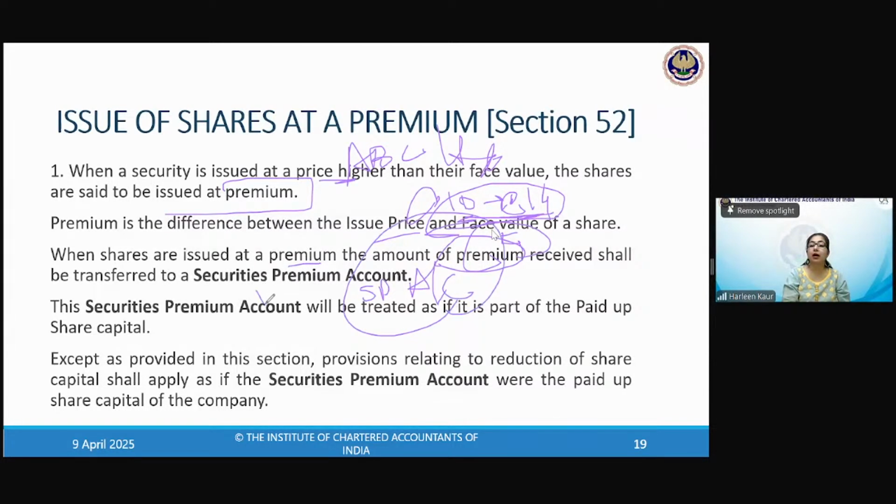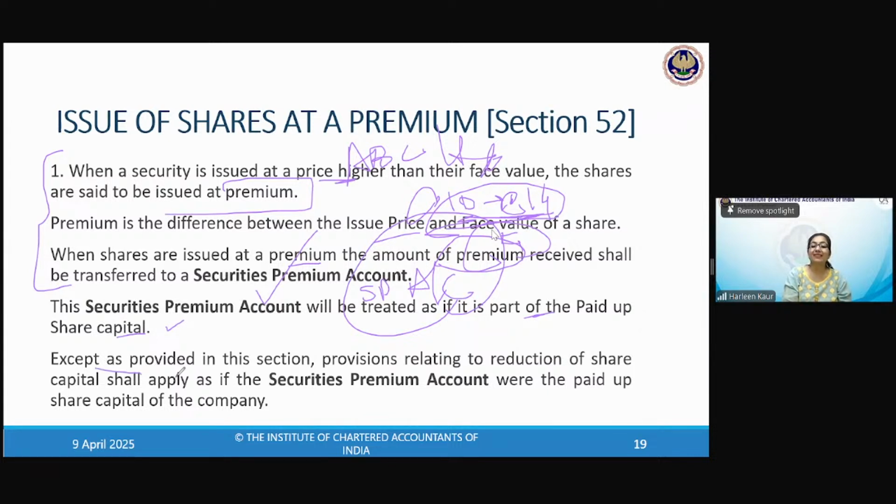Securities premium account. So the first 3 points are clear. Shares are issued at a price higher than the face value. Whatever is the difference is the premium amount, and all this premium, that rupees 4 I have collected from all the shareholders, will be put up in a separate account, that is securities premium. Securities premium account is treated as part of the paid up share capital. That is, this much is the share capital that we have paid up.